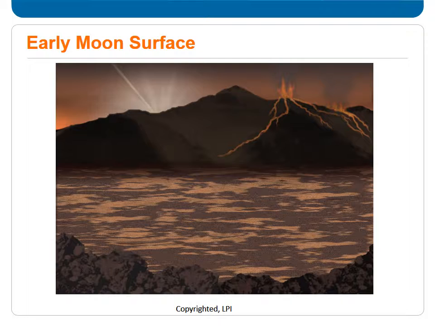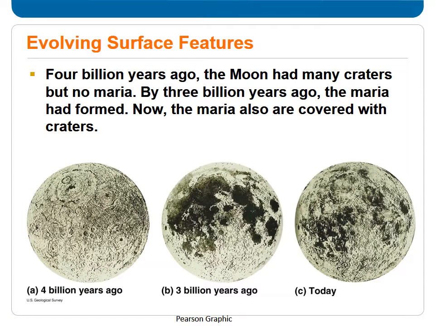Asteroids continued to bombard the moon, leaving impact craters. 4 billion years ago, the moon had many craters but no maria. By 3 billion years ago, the maria had formed, and now the maria are covered with craters.